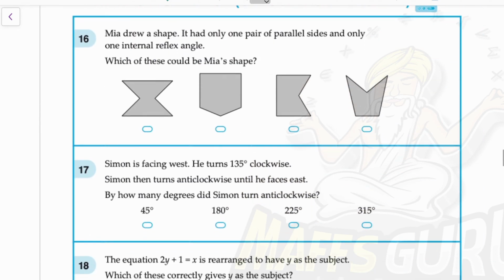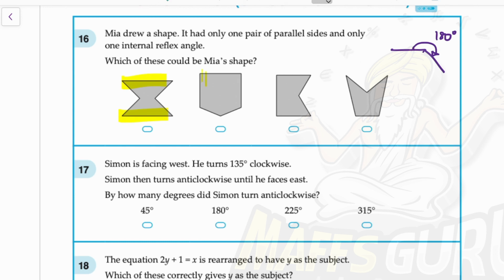Mia drew a shape. It only had one pair of parallel sides and only one internal reflex angle. Oh, what on earth is a reflex angle? A reflex angle, as far as I'm concerned, is one that is bigger than 180 degrees but less than 360. So let's see, we've got one pair of parallel sides. These lines here are parallel.